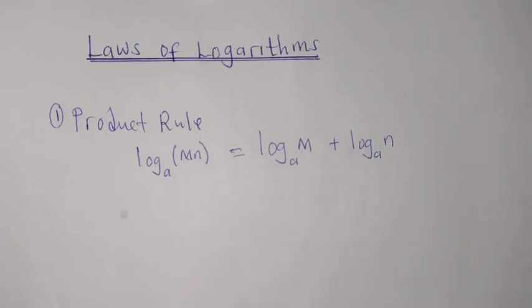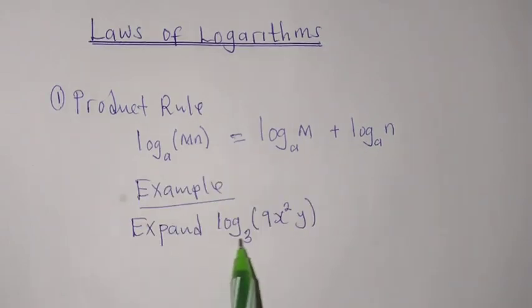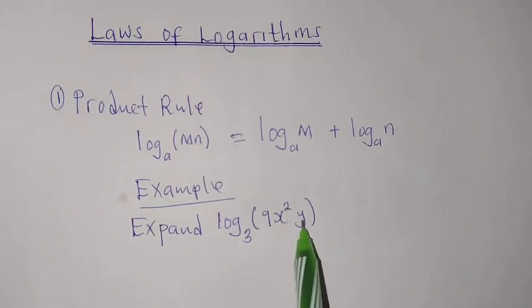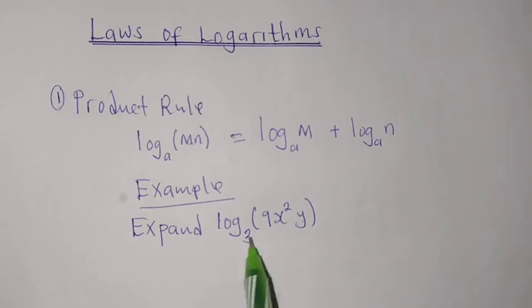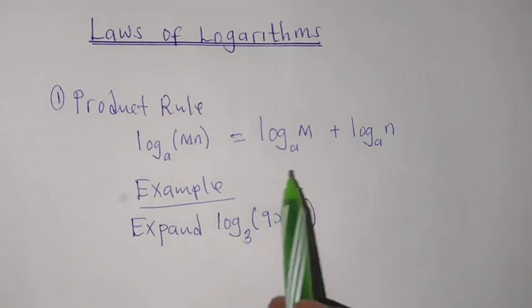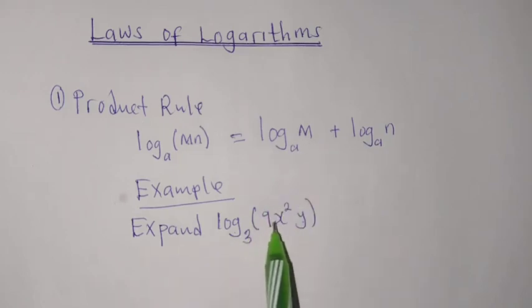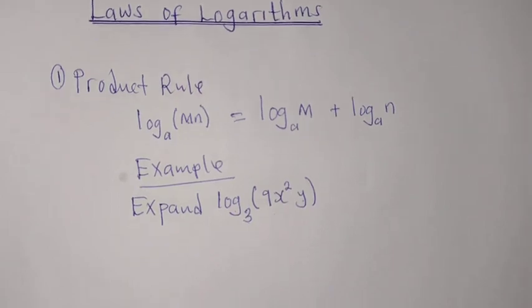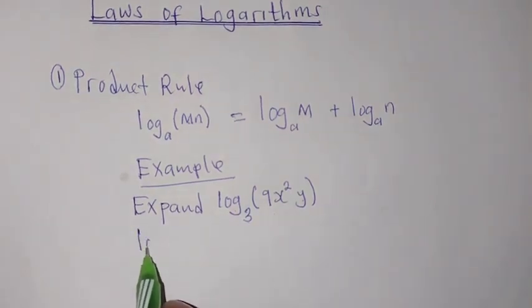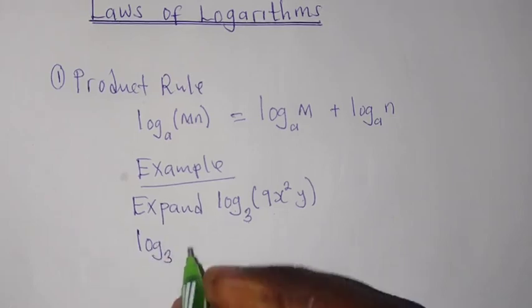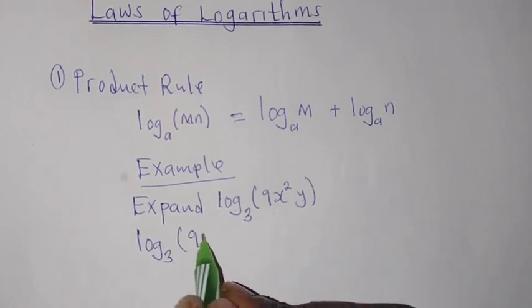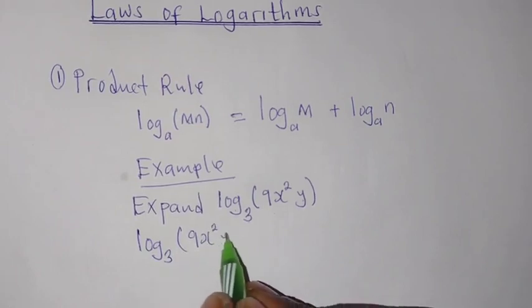Let's look at an example. Expand log of 9x squared y in base 3. We need to expand this one. Remember, here we are finding the log of a product, so it will give us the sum of the logs of the individual factors. So we write what we have been given, log in base 3 of 9x squared y.